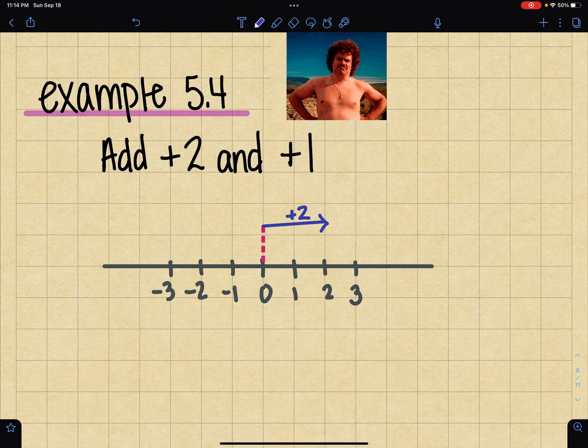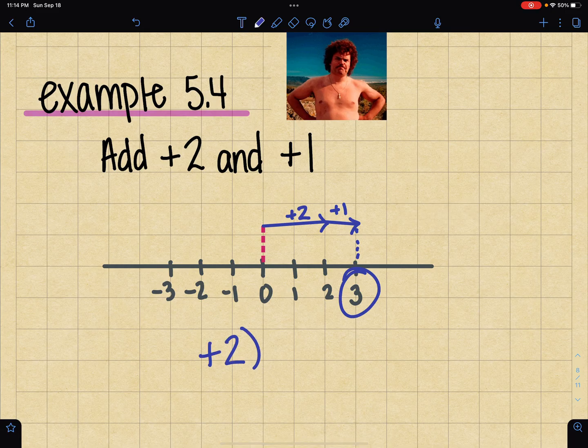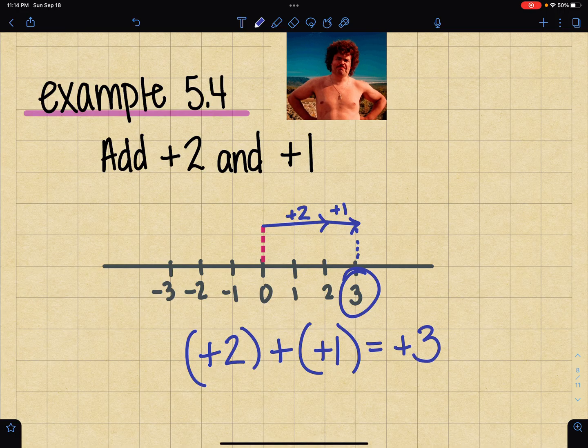And now they want to add plus 1. So I'm just going to put it on the tail of that arrow, one spot, plus 1. There's my answer. I get 3. So we see from the graph that positive 2 plus positive 1 equals positive 3. 2 plus 1 is 3.